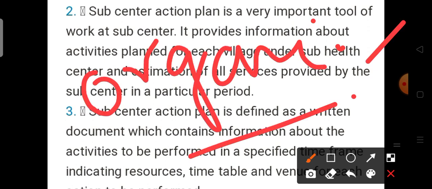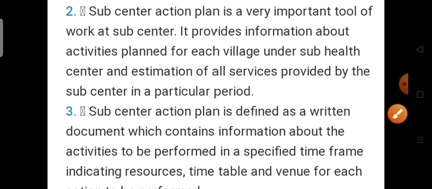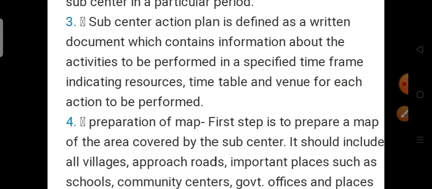Okay, the subcenter action plan is a very important tool for work at the subcenter. It provides information about activities planned for each village under the subcenter, and an estimation of all services provided by the subcenter in a particular period. The subcenter action plan is defined as a written document which contains information about the activities to be performed in a specified time frame, indicating resources, timetable, and venue, where and when we are conducting each thing. We have to document it on paper for each action to be performed.